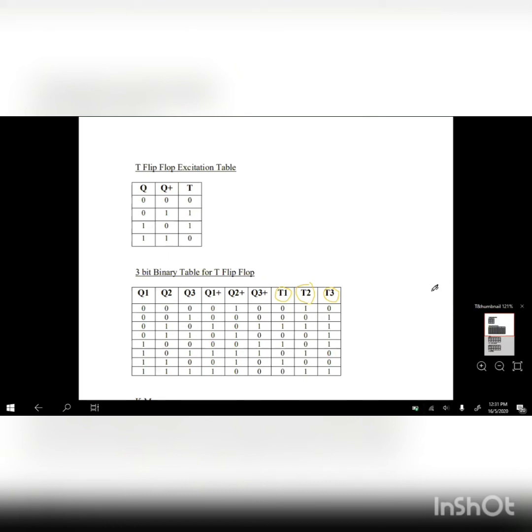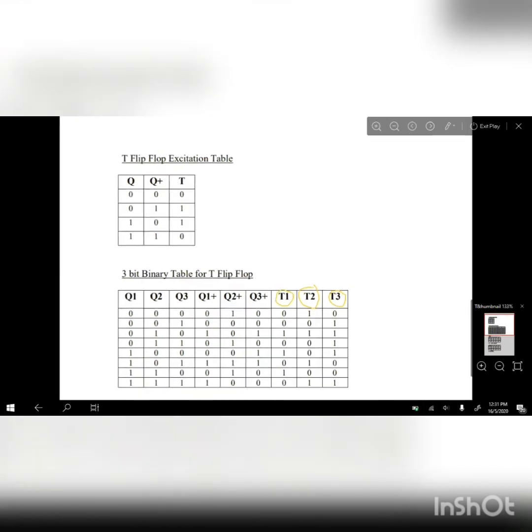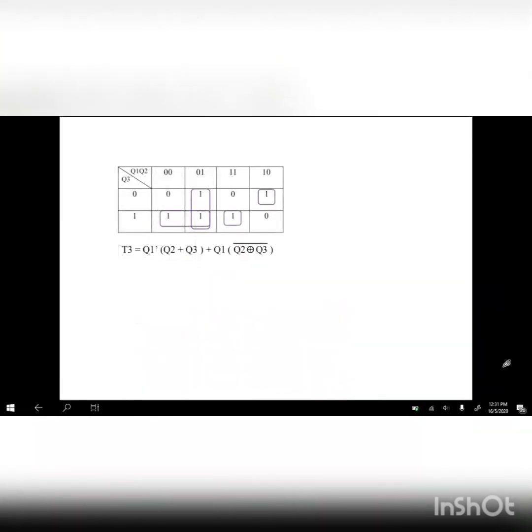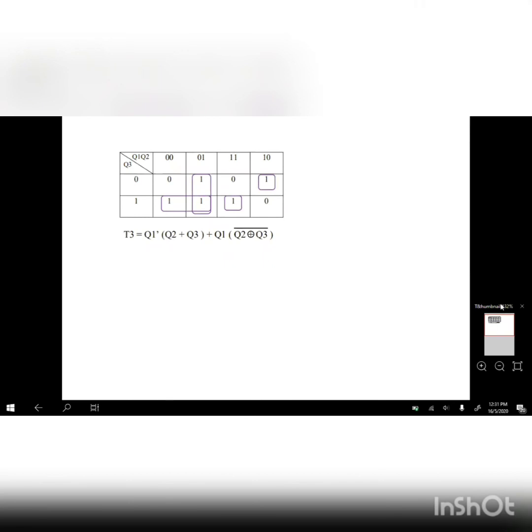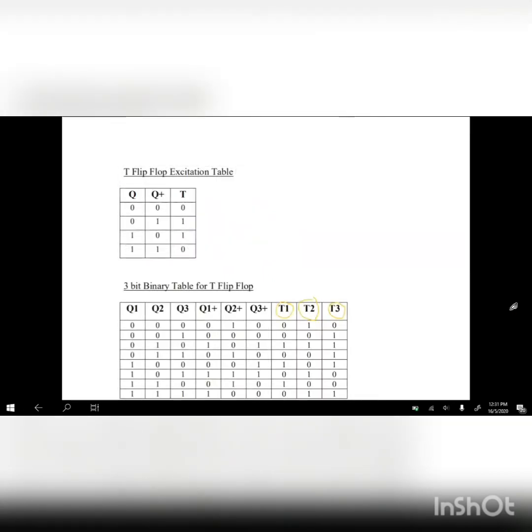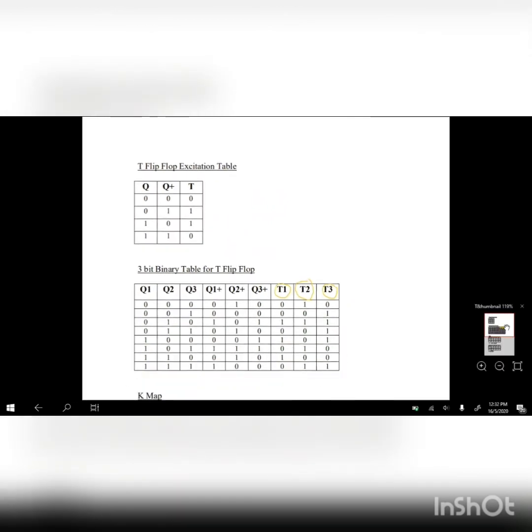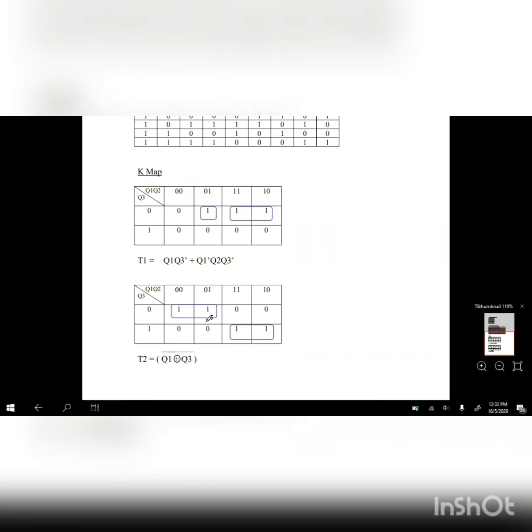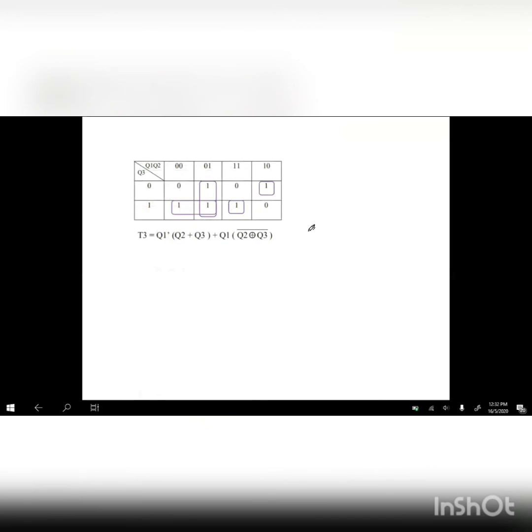The next slide is this. After building the T flip-flop excitation table, you build the K-map, the same process as the JK flip-flop. We choose SOP, the same thing, and according to that, you build the equation. Take note that there is another XNOR gate here. In T2, there is another XNOR gate here, and here as well.